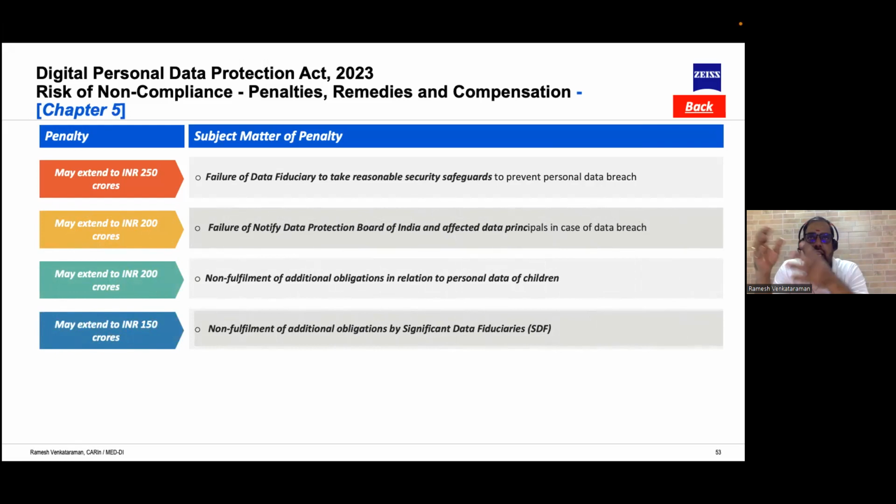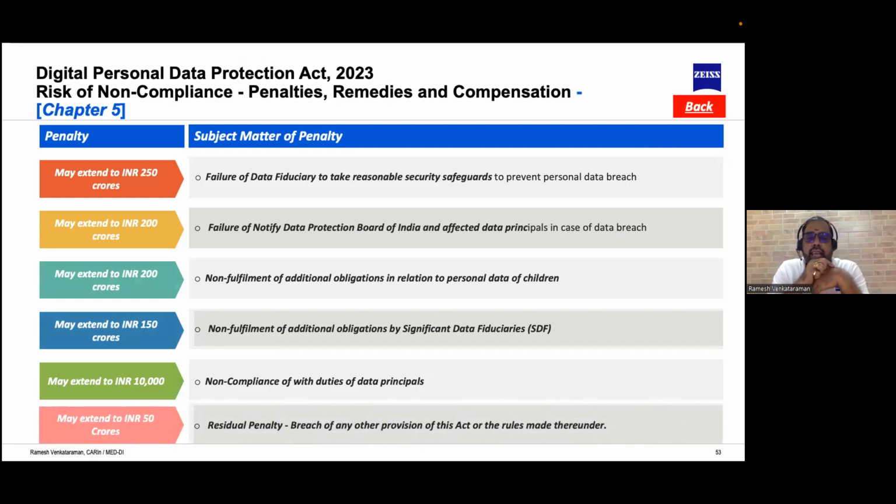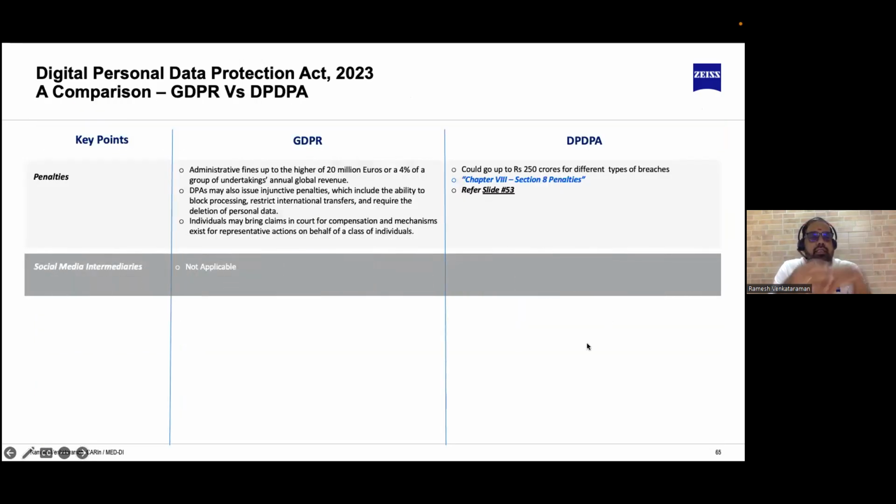Non-fulfillment of additional obligations like a DPO needing to be there, data protection impact assessment needing to be done, periodic audit needing to be carried out, data audit needing to be performed by an independent data auditor for a data fiduciary. If you are not doing it, obviously you are going to be fined 150. Non-compliance with the duties of the data principals, that is you and me. If you are raising a false grievance, or I am trying to impersonate somebody in any of the systems, and if they catch you and me, right, 10,000 rupees. And breach of any other provision of this act or the rules made thereunder, maybe 50 crores and so on. So penalty is a multi-layered approach, like HIPAA, as I said.